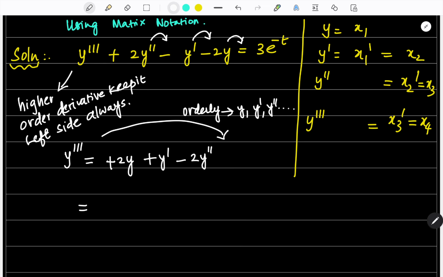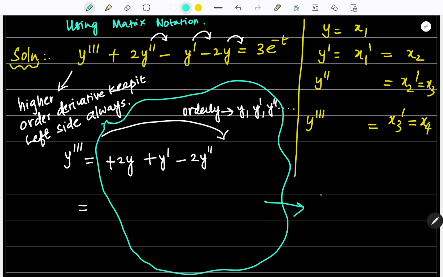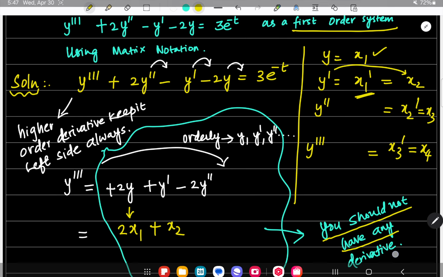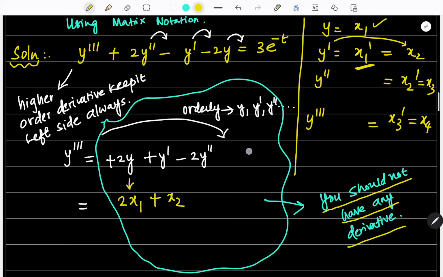So this is equal to, what did I say? I said this side completely you should not have any derivative. Keep in your mind, you should not have any derivative. Okay, right. So how am I going to write it? Listen. 2 times, what is your y? Your y is your x1 plus what is your y dash? X2. Teacher, can I write this x1 dash? No, it is a derivative. Keep in your mind, what did I say? You should not have any derivative. Okay, right.